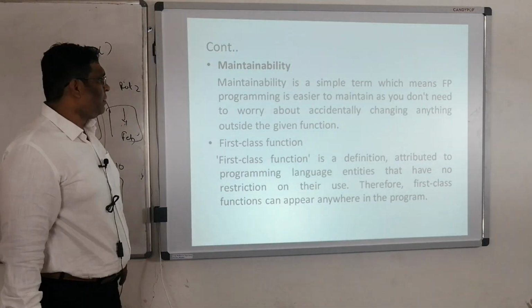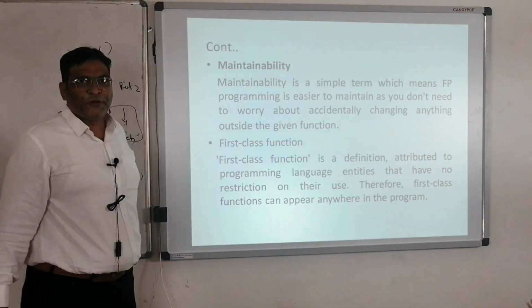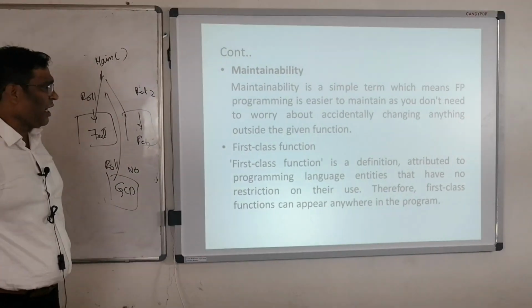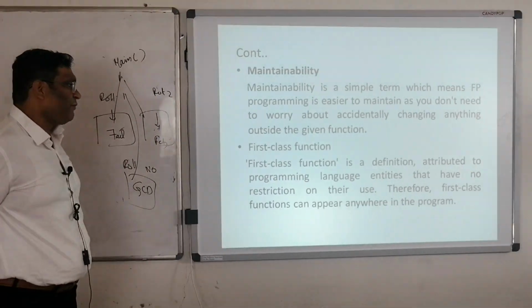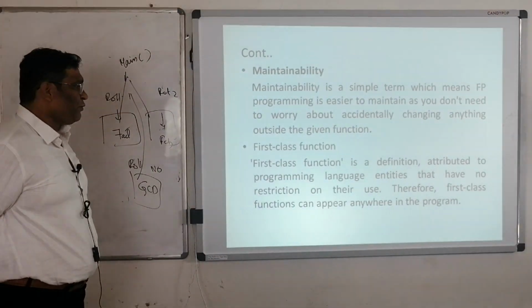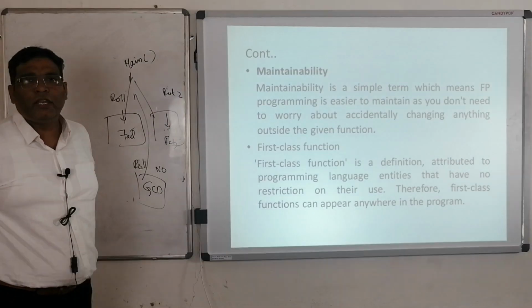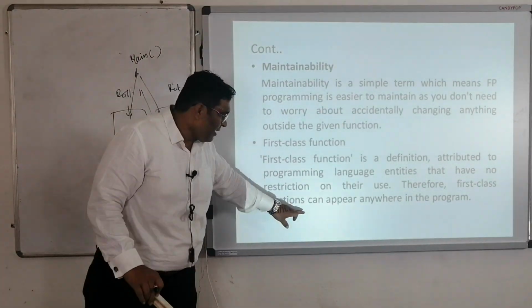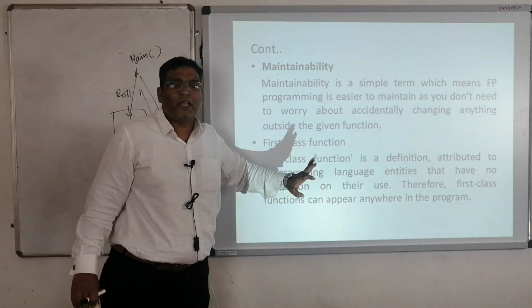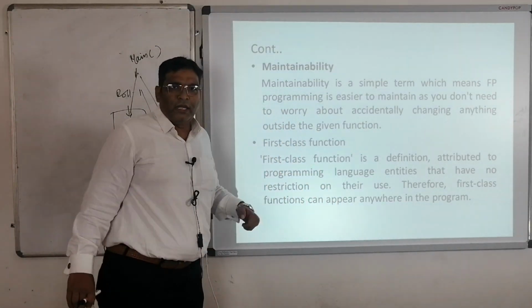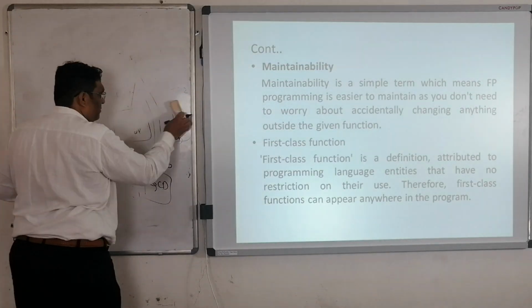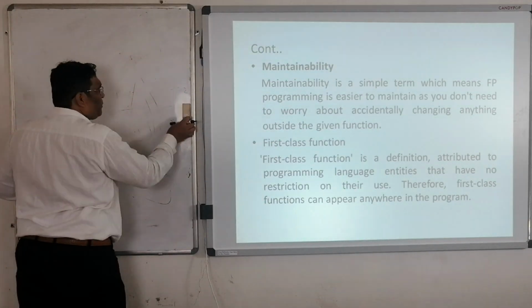Now we have got first class function. The next part is first class function. A first class function is a defined attribute of a programming language entity that has no restriction on its use. Therefore, a first class function can appear anywhere in the program. What do you mean by that? The line says it can appear anywhere in my program. It doesn't mean that I have to specify it.